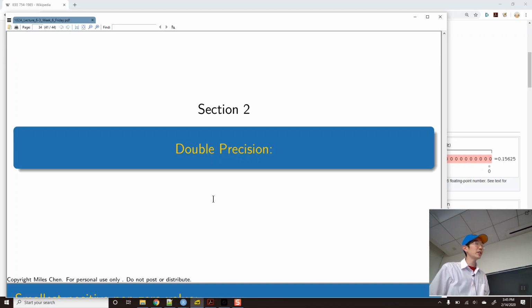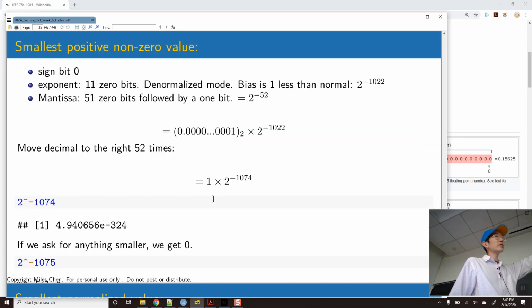Okay, so there's just a few things. Let's talk about double precision. I've got to add a few more slides here, and I'll do that later. But the smallest positive non-zero value we can possibly represent is going to be sign bit 0. Exponent will be all 0 bits. That will put us in denormalized mode. And so our bias is normally 1023, but we're 1 less than normal, so that's negative 1022. And we've got 51 0 bits followed by a 1 bit, so I've got 52 bits behind the mantissa. That's 2 to the negative 52. And so this is equivalent to 2 to the negative 1074.